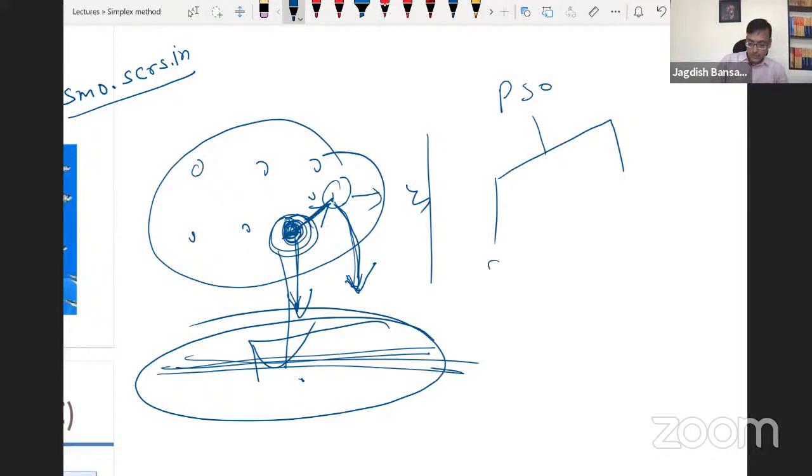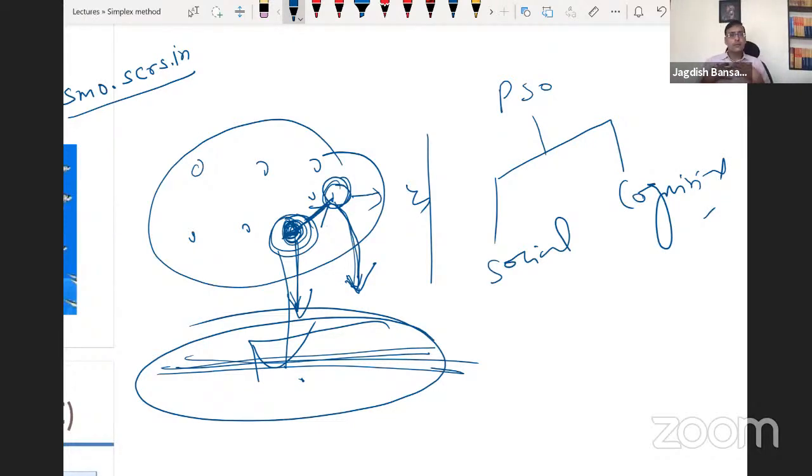One is social learning, meaning whatever we learn from others, and one is cognitive learning, which is our own experience. So in PSO, we don't leave our own experience. They maintain our own experience also, that you look, where are you moving? Can you see some danger? If you see the danger by yourself, don't move in that direction, even if the group is guiding you, right?